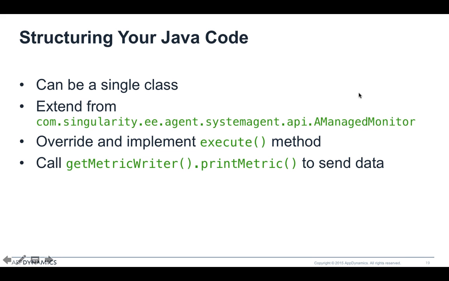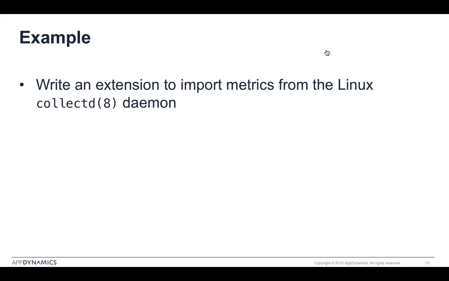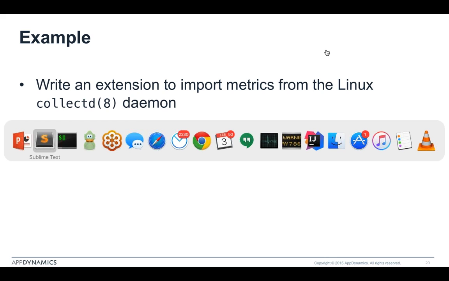Okay, so at minimum, you really only need a single class. Now, depending on your extension, it might be more complicated than that, but the minimum is one single class that extends from a managed monitor in the API. Okay, and then there's one method in that class that you need to override. It's called execute. That's where you do your stuff and return results. And normally it's going to be executed once per minute. Okay. So you collect your data, you make your HTTP calls to gather data or run your SQL query, whatever you need to do. And then at the end of it, you call get metric writer and print metric, and that'll send the data back to AppDynamics.